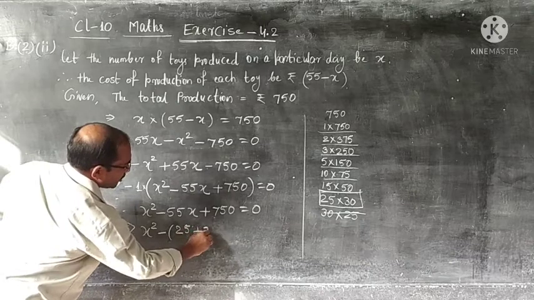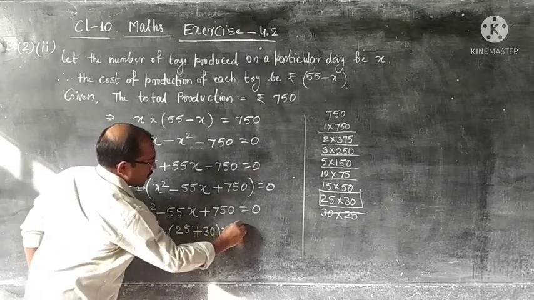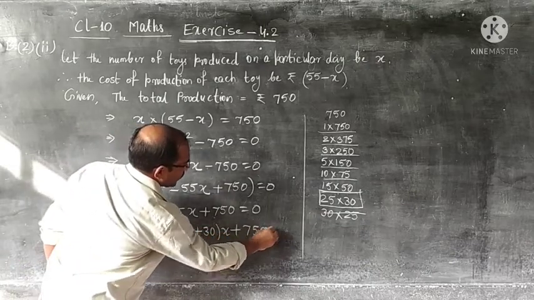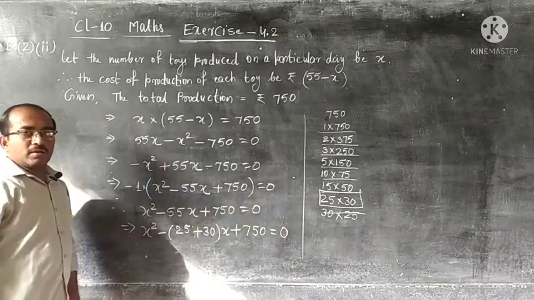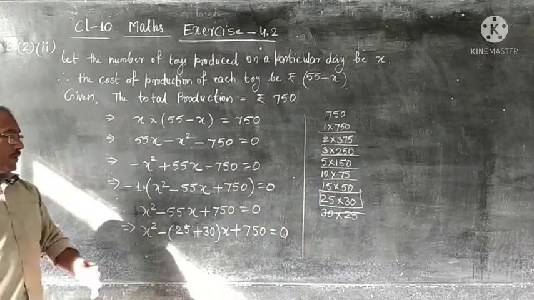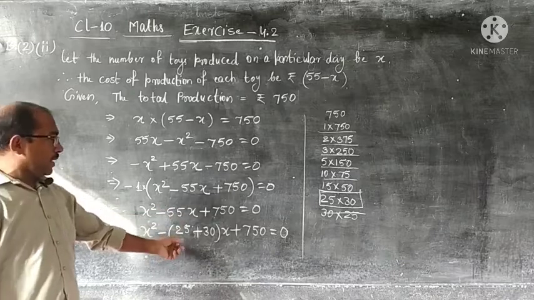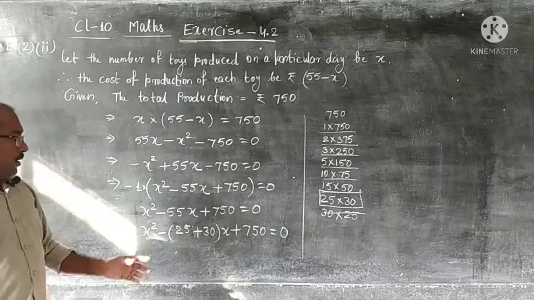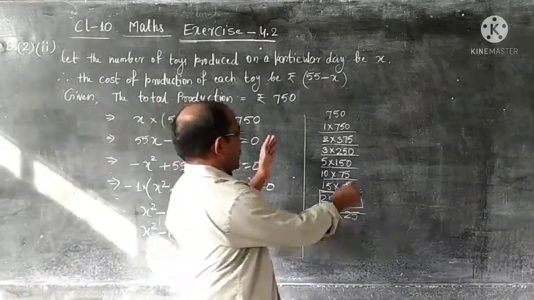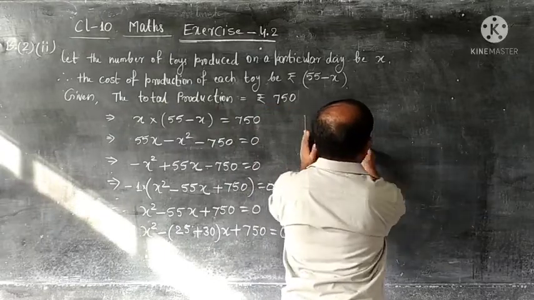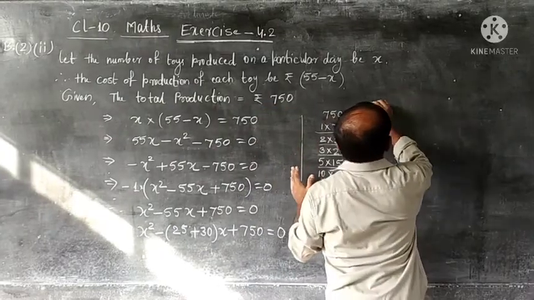25 plus 30 into x plus 750 is equal to 0. This is middle term factorizing, splitting the middle term. It was a single term in the middle, we made it 2. Splitting. Now, this rough work is important. This is a part of your solution. Make sure you are doing it well.